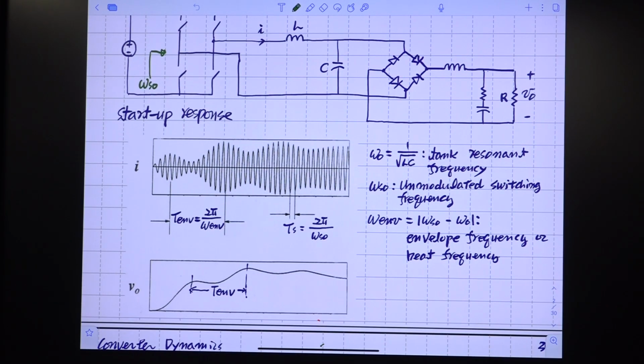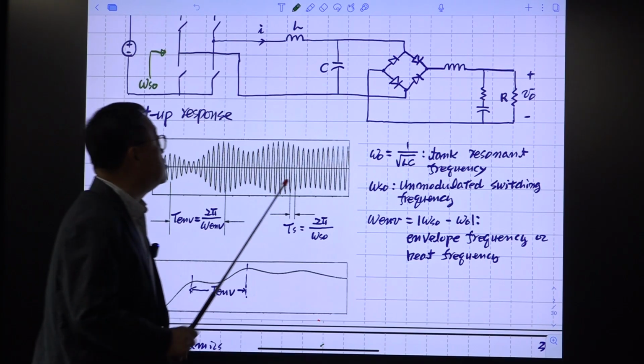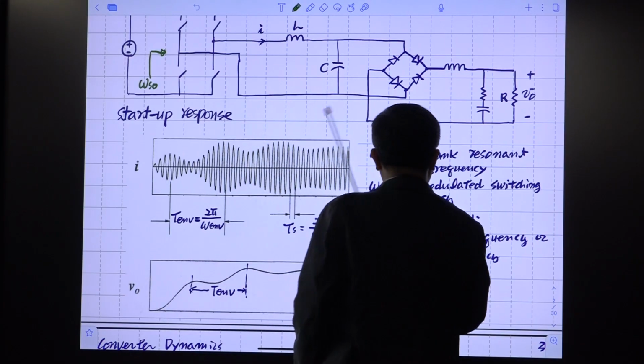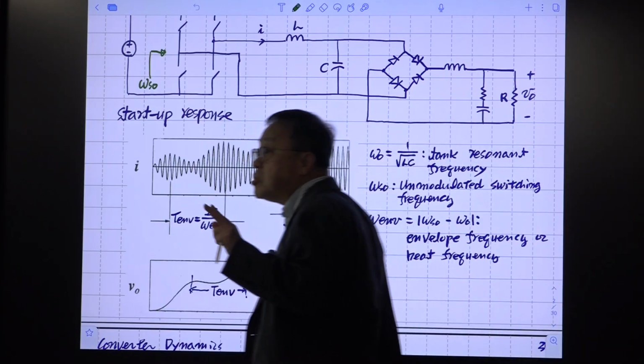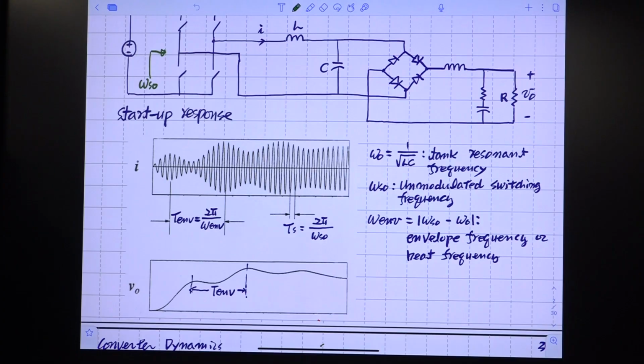There are three frequencies involved with these waveforms. First one is this one, omega SO, the switching frequency of the bridge circuit. We call it the unmodulated switching frequency. And another one is the resonant frequency of this tank circuit, given by this expression. And the most important frequency is the difference between the unmodulated switching frequency and the resonant frequency, as expressed like this.